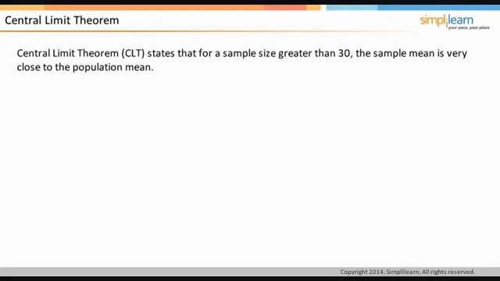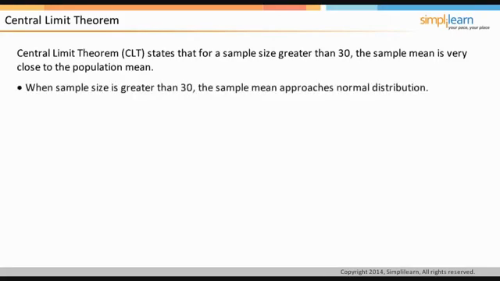Central limit theorem, CLT, states that for a sample size greater than 30, the sample mean is very close to the population mean. In simple words, the sample mean approaches the normal distribution. For example, if you have sample 1 and its mean is mean 1, sample 2 and its mean is mean 2, and so on, take the means of mean 1, mean 2, etc., and you will find that it is the same as the population mean. Population mean is the average of the sample means.